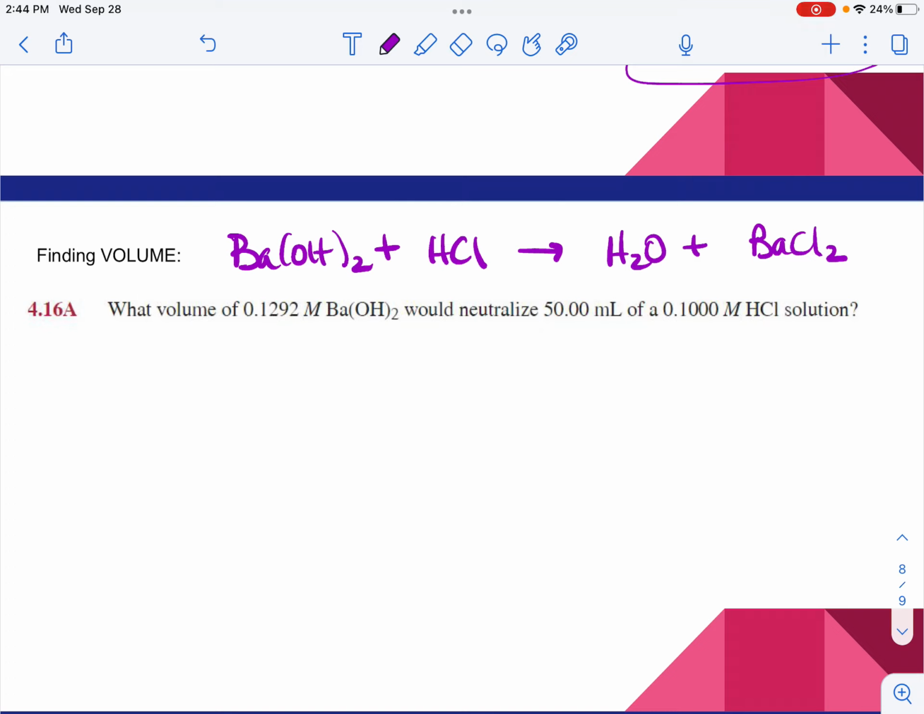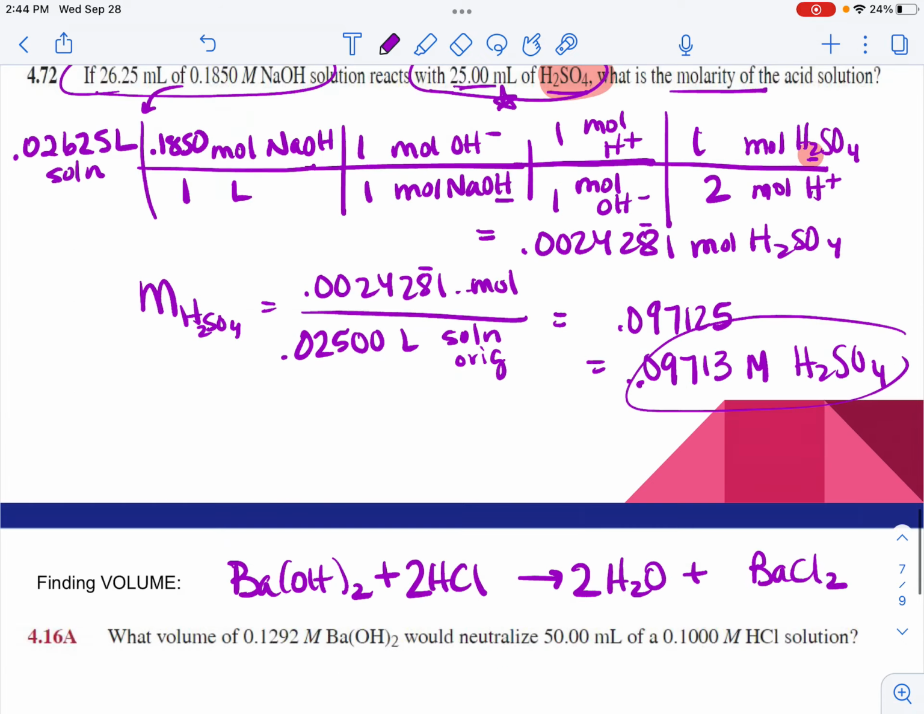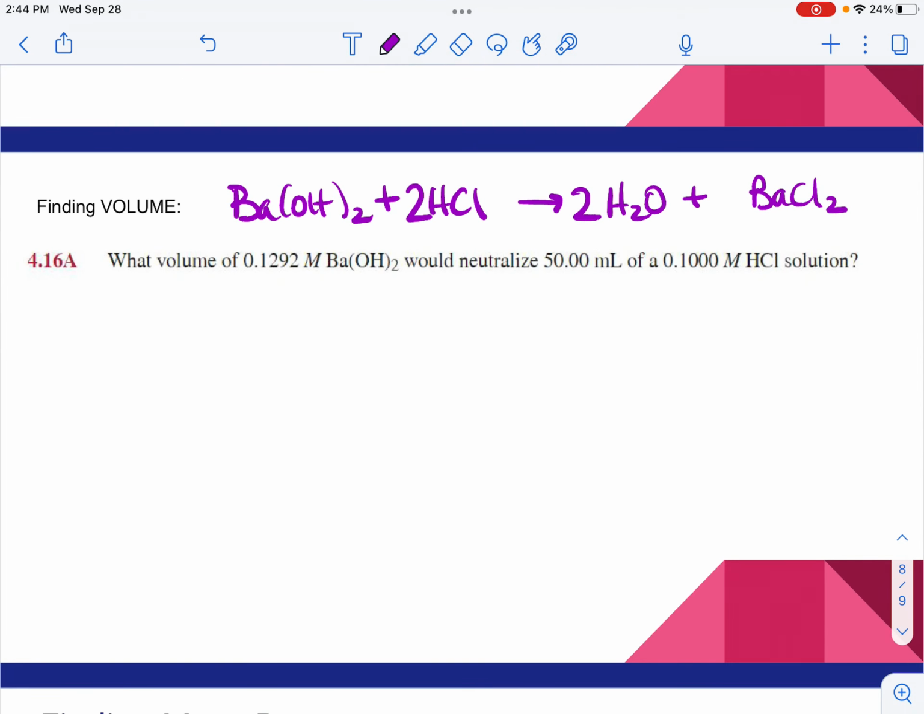So I need 2 Cl's, which is going to give me 2 H's, and I have 2 OH's and 2 H's, and that gives me 2 waters. So notice that now up here, my coefficients were 1s, but in here I'm balancing this for the OH minuses with my coefficients here. So again, we're going to identify the titrant and where we're starting.